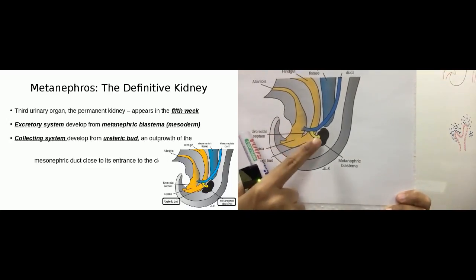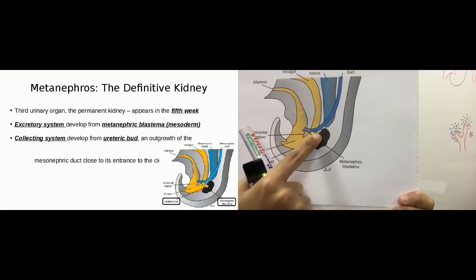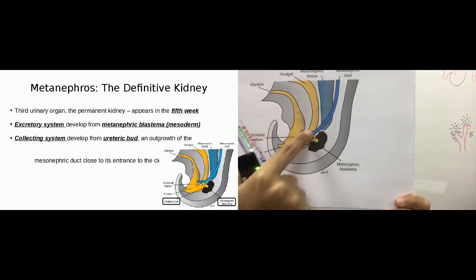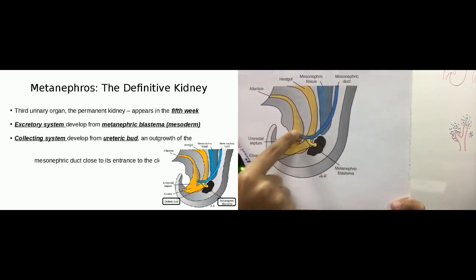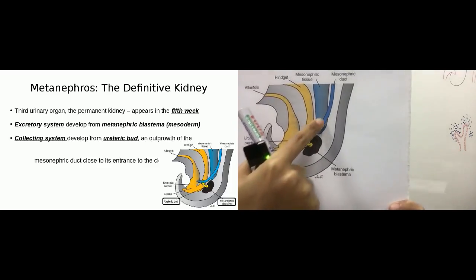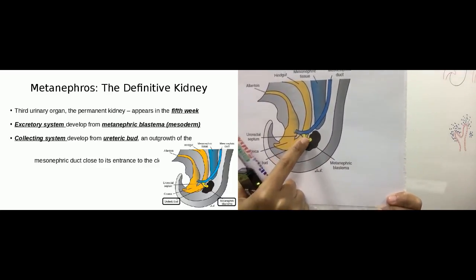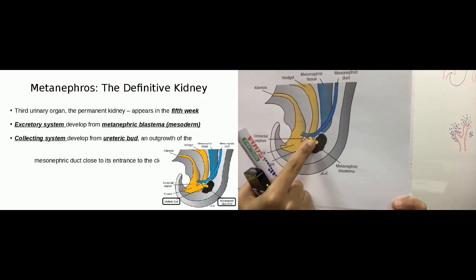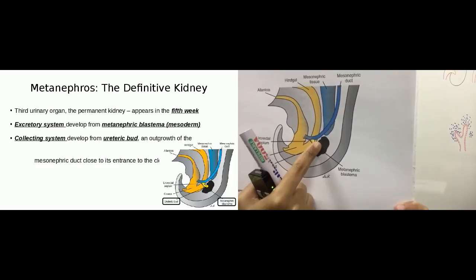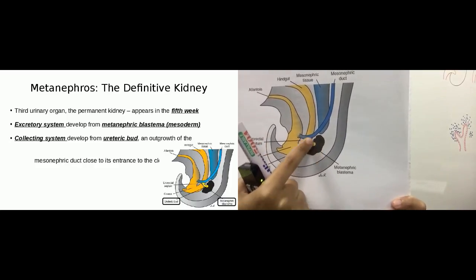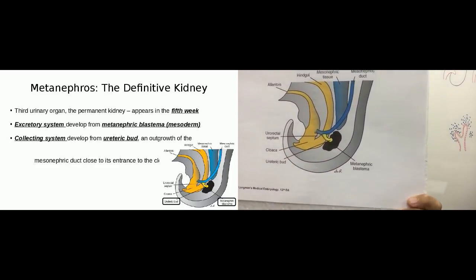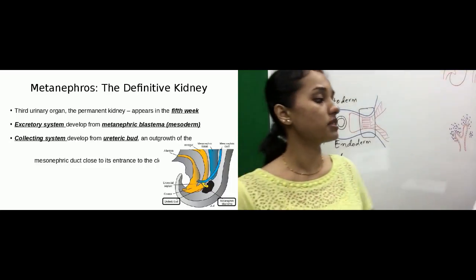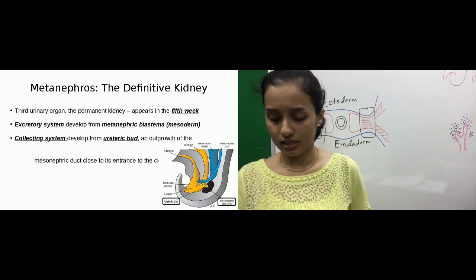But the collecting system mainly develops from a bud coming from the mesonephric duct. As I mentioned earlier, some part still remains. At the caudal end, there will be a small outgrowth, and this is called the ureteric bud. This mainly gives rise to the collecting system, and the metanephric blastema, this black one, mainly gives rise to the excretory system. So what are the structures which come under the excretory system and the collecting system?